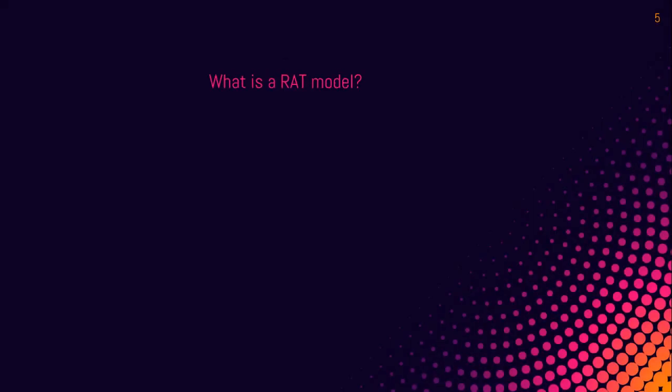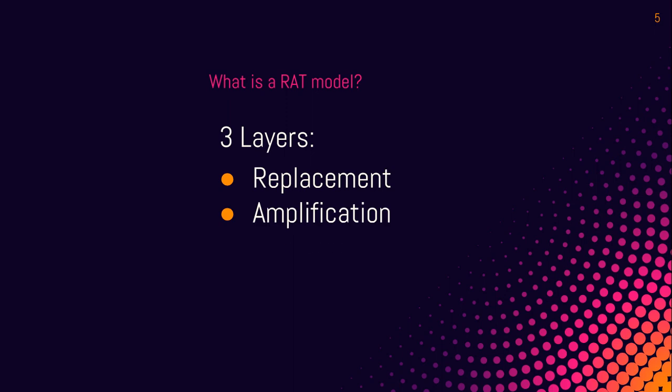So what is a RAT model? A RAT model has three different layers of technological integration into the classroom. Three layers are replacement, amplification, and transformation, or RAT. Replacement is taking something such as pen and paper and replacing it with a computer to create the lesson. Amplification is taking the lesson and maybe adding a video to it. Transformation is taking the lesson and completely changing it to where every part of it has something to do with technology. Let's take a look at a RAT model.